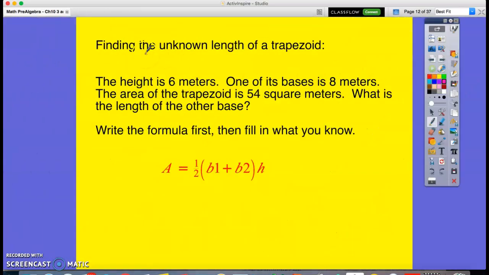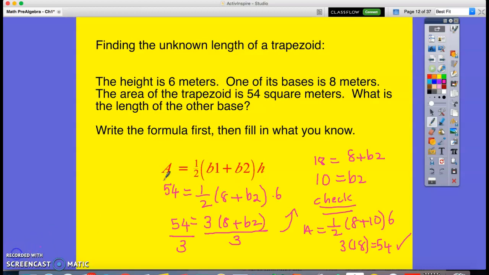Now, if you're finding the unknown length: the height is given, one of its bases is 8 meters, and the area is given. Now what is the length of the other base? Write down the formula first and then fill in what you know. Why don't you pause the video and check it. So we got 54 equals, and you should get the base is 10.